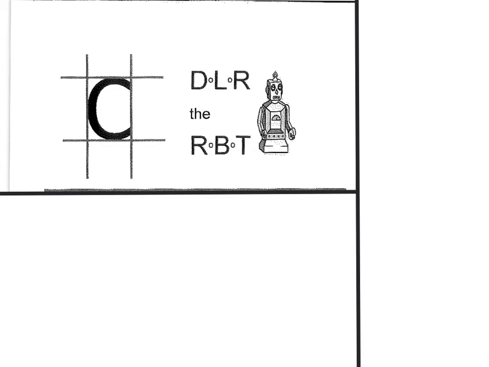The next piece we're going to look at is the piece that has DOLOR the robot in there. So all these pieces go together. So this C is to remind us that DOLOR the robot is used for continuous functions.